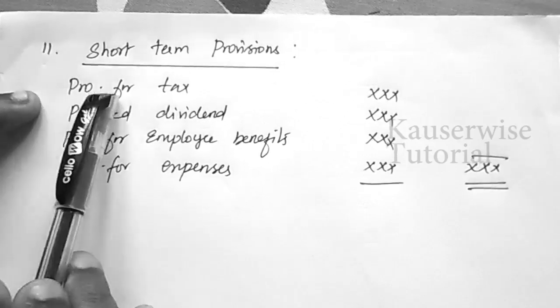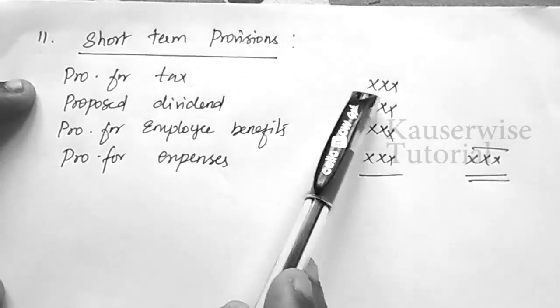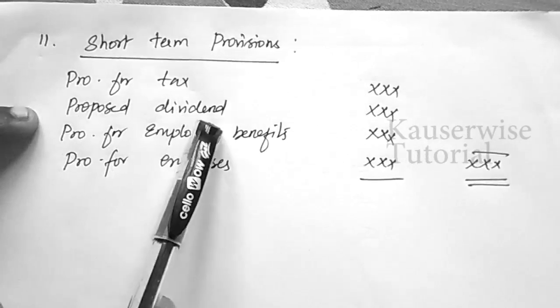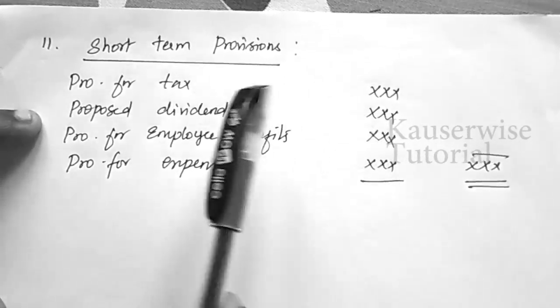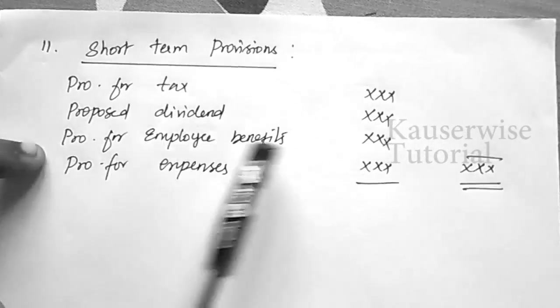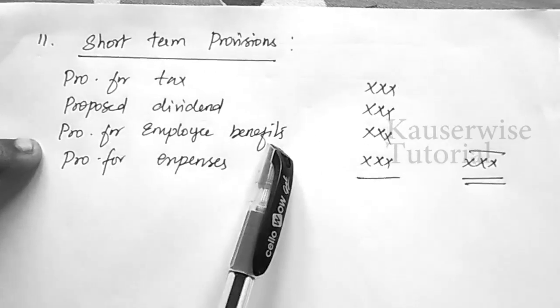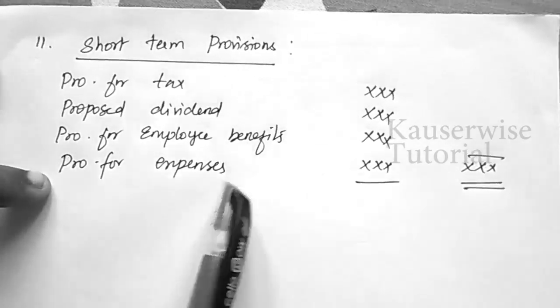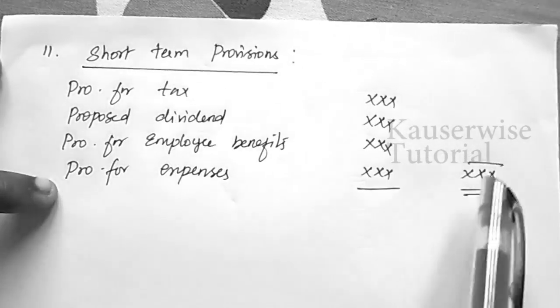For example, provision for taxation, which is maintained for 1 year only. In the same way, proposed dividend. Every year you need to declare dividend. This is also a short-term provision. In the same way, provision for employee benefits and provision for expenses. So these are all called short-term provisions.